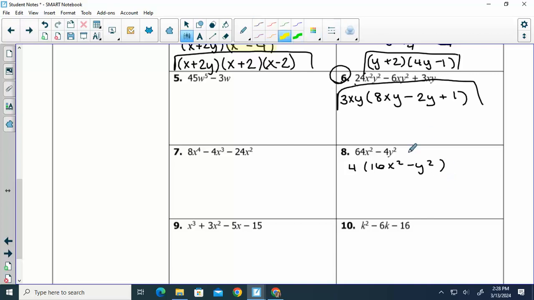If I look at this, 16x squared is a perfect square, y squared is a perfect square, so that's a difference of squares. So remember, those are 2 parentheses, 1 plus and 1 minus. What's the square root of 16x squared? It's 4x, and the square root of y squared is y.